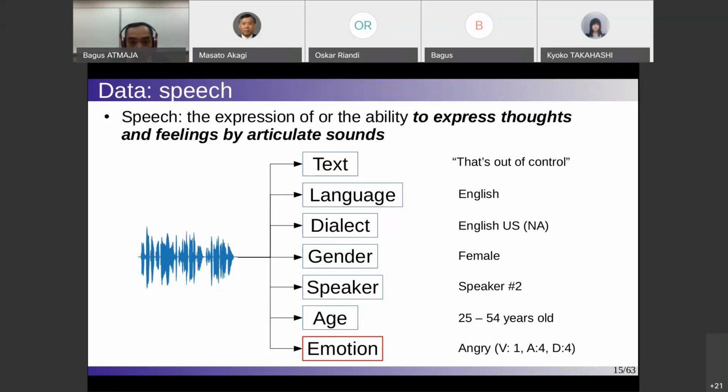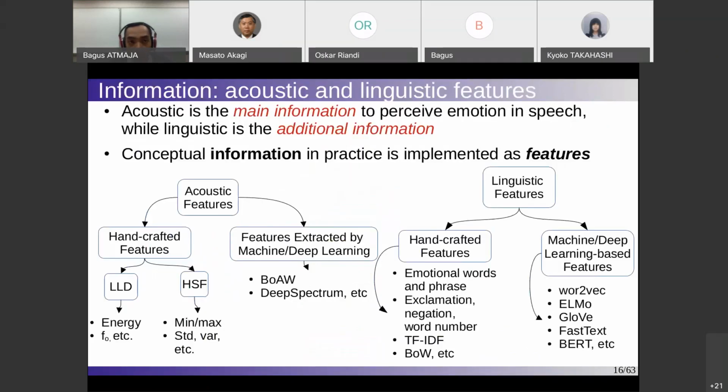And moving to the second level in the hierarchy is information. The information is acoustic and linguistic features. In this research, I see the main information as acoustic information, while the linguistic is the additional information, because we can directly obtain the acoustic feature, but for linguistic information, we need ASR, or speech to text transcription. And this conceptual information in practice is implemented as features. So we need acoustic features and linguistic features.